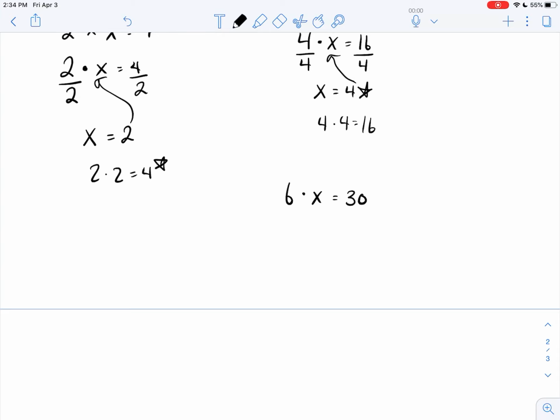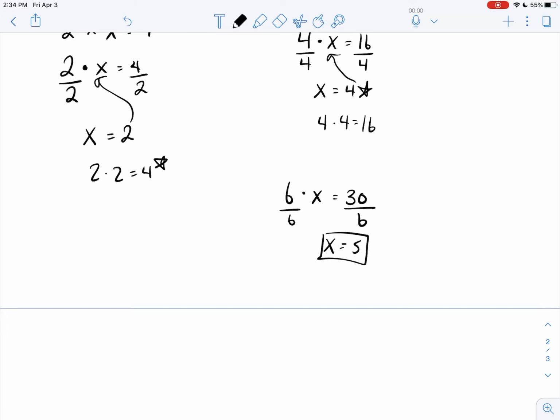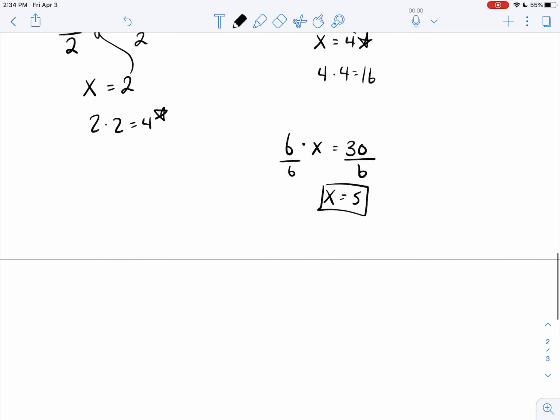Alright, let's go ahead and see if we can solve this one. We're going to need to divide by 6 now. So let's go ahead and do that. Make that into a 1 and divide by 6 here. 30 divided by 6 is 5. So that's going to give us x equals 5, which we know to be true. So if you got x equals 5, great work. You're doing amazing.